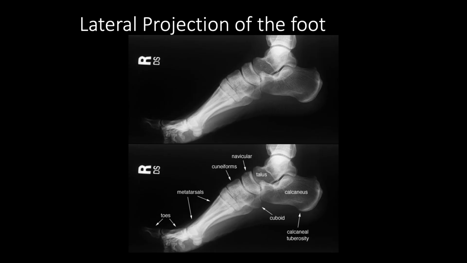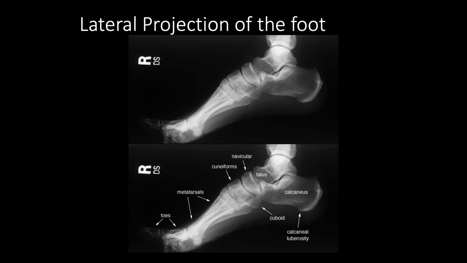So here's a lateral projection. Like I say, you should be able to appreciate the cuboid, in particular the navicular, cuneiforms, some of the metatarsal alignment here, and be able to look at this foot arch in relation, and also the calcaneus. You should be able to see most of the talus here as well.